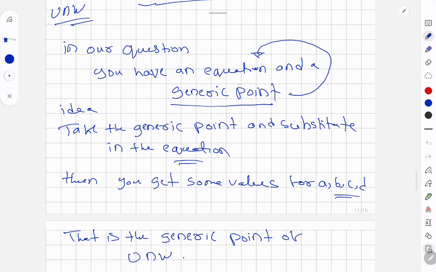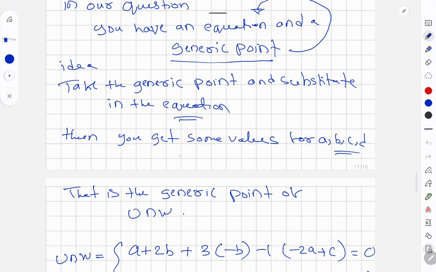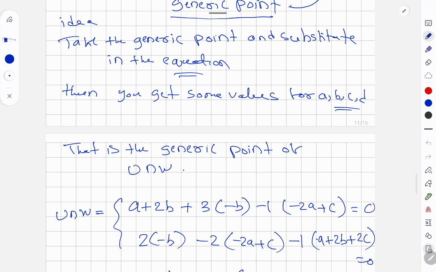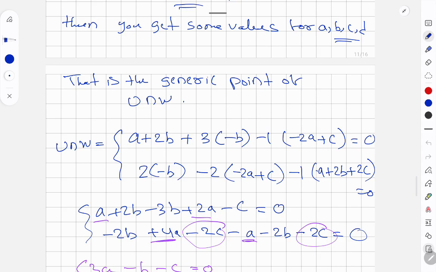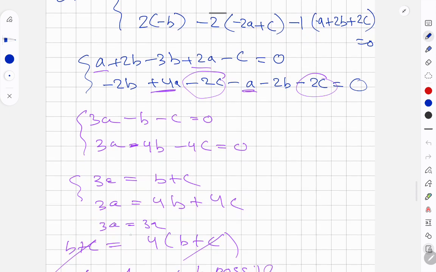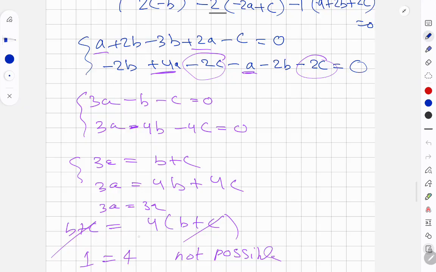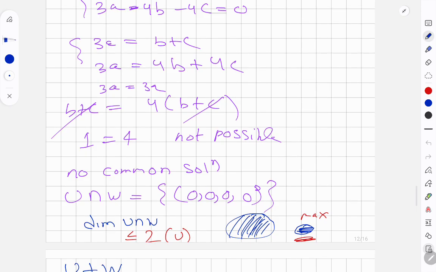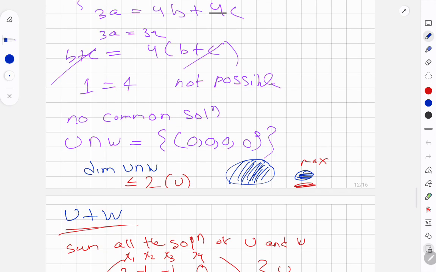But in our question we had one equation that is for U and the other is a generic point. The idea is to take the generic point and substitute it in the equation. Then you will get some values for a, b, c, d. That is our generic point for U intersection W. So I took the generic point and substituted it in the equation of U. I got the relation b plus c is equal to 4 times b plus c, so 1 is equal to 4. That is not possible, so there is no common solution. So U intersection W is 0.